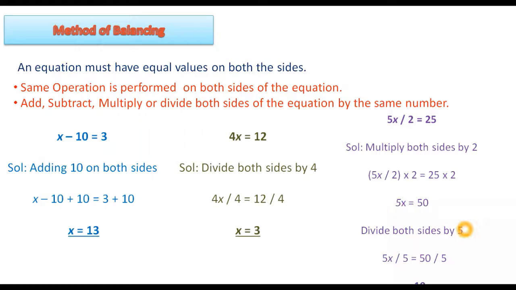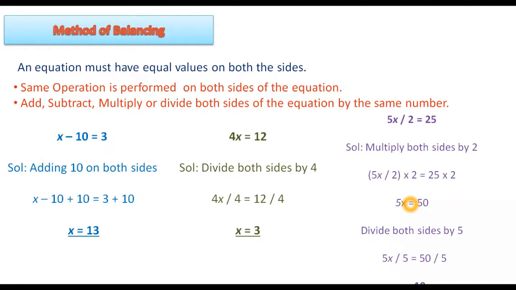So we will divide both sides by 5. 5x divided by 5, 50 divided by 5. 5 will get cancelled out. You are left with x, and 50 divided by 5 is equal to 10. That means your value of variable is 10. This is how we can use the method of balancing.